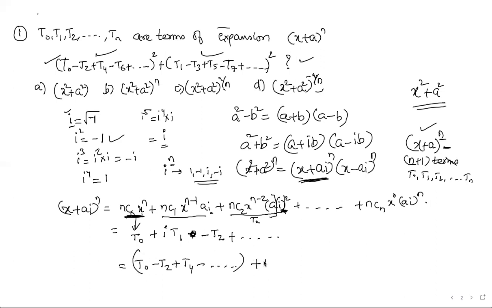Plus, if you take the terms with i, it will be T1 minus T3, with the term T3 carrying minus iT3. Okay, so it will be minus T3 plus T5 minus and so on. So this is what we get, the expansion of (x plus ai) whole power n. Similarly, if you write the expansion of (x minus ai) whole power n, it will be nothing but the same expansion, just with a minus in between.